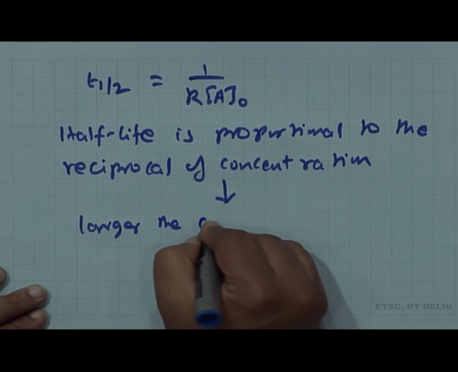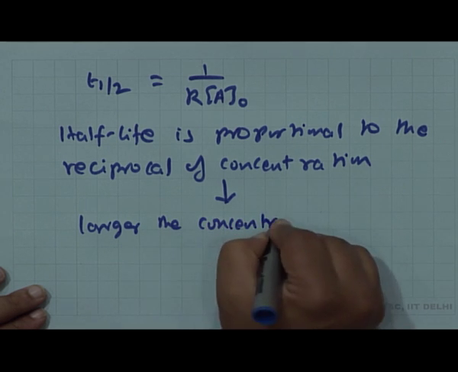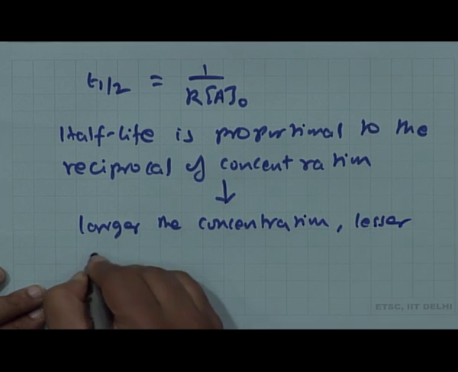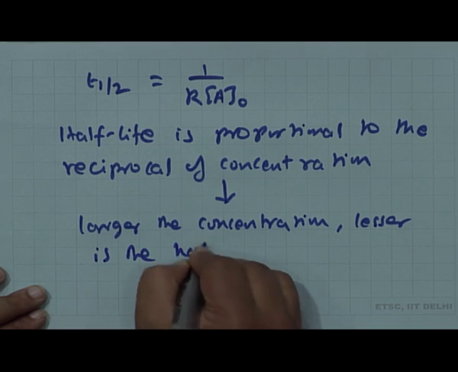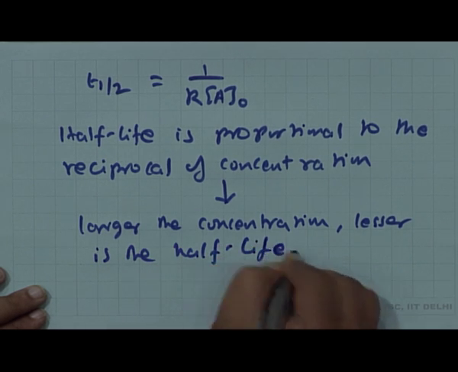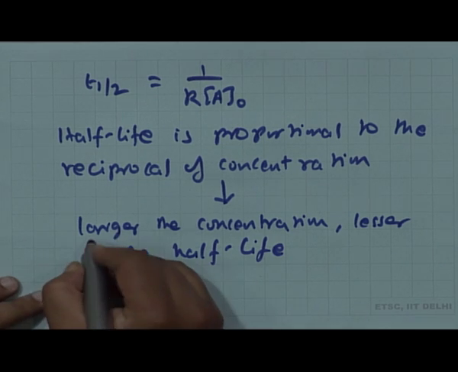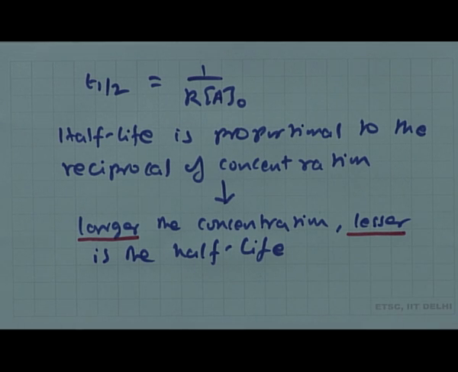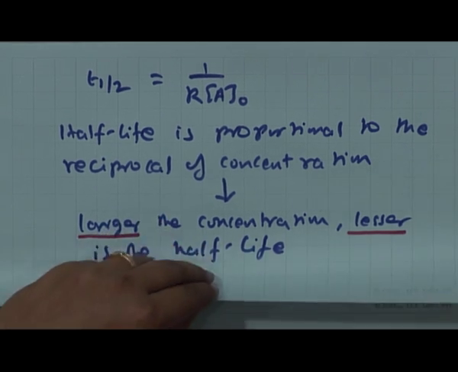Larger the concentration, lesser is the half life. So, larger the concentration, lesser is the half life. Again, this tells you that this is a characteristic feature of a reaction following second order kinetics. In other words, the final statement we make about this half life is this.